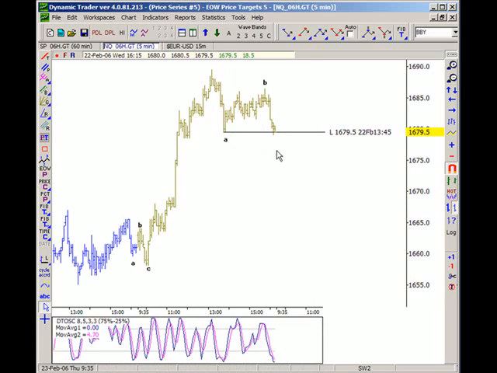So we have another potential ABC correction, if the higher time frame trend is still bullish, and it certainly looks bullish here. We have other trend filters that will help identify if the market is bullish or bearish, but right now we just want to focus on our price analysis. So if we have a completed A and B, notice how I said that, what would the target be for our wave C?